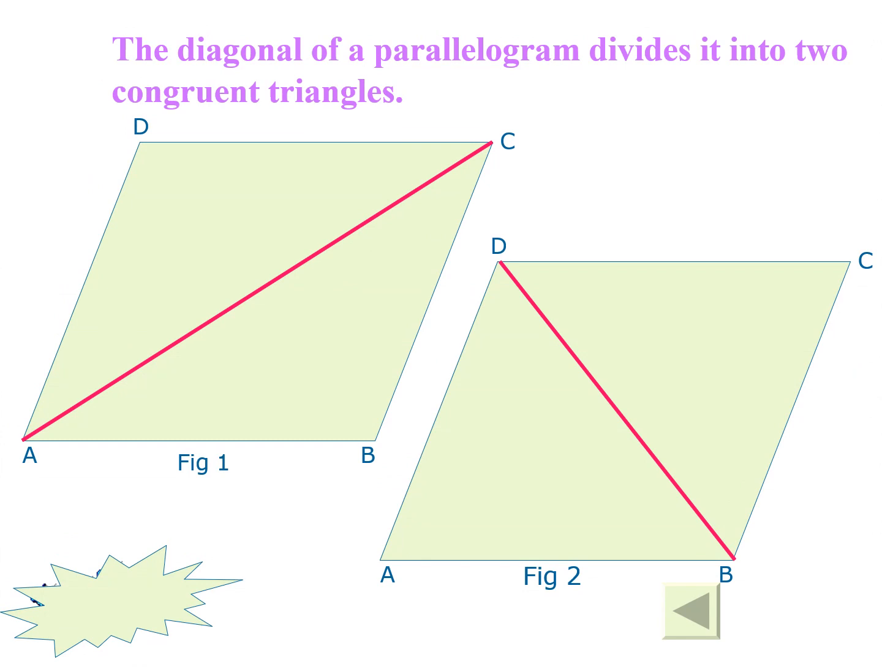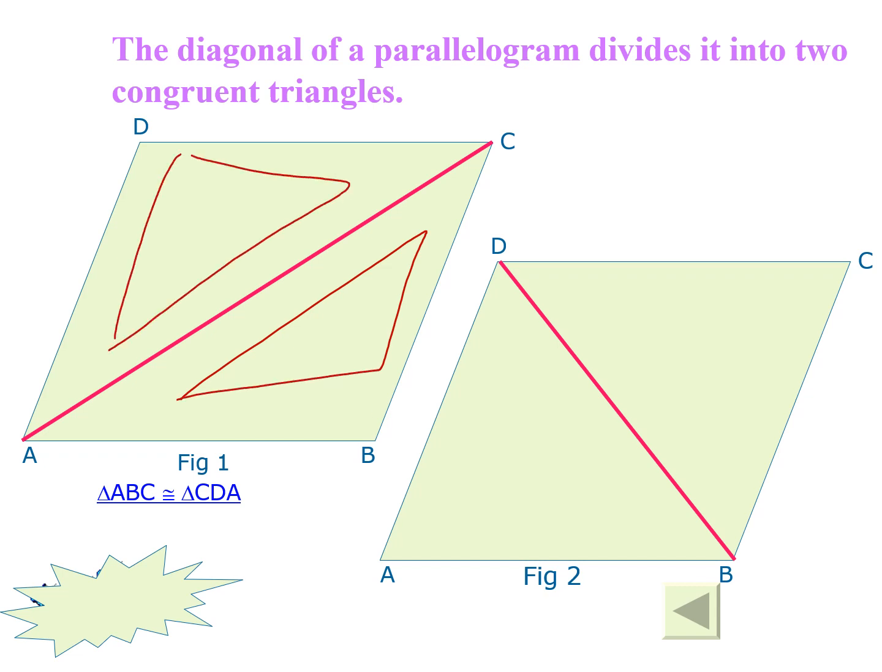The next property is a very important property: the diagonals of a parallelogram divide the parallelogram into two congruent triangles. That is, triangle ABC is congruent to triangle CDA and triangle ABD is congruent to triangle CDB.